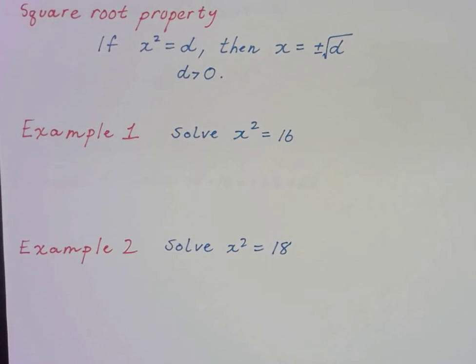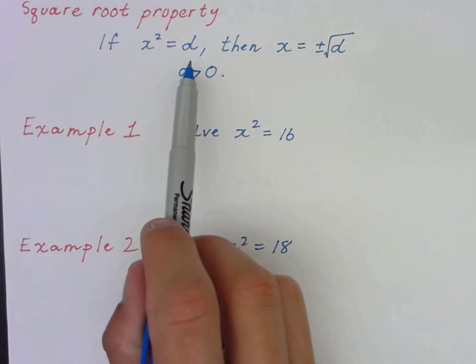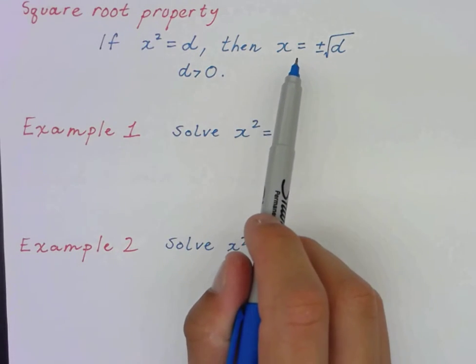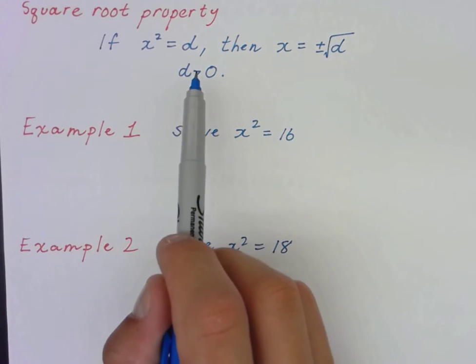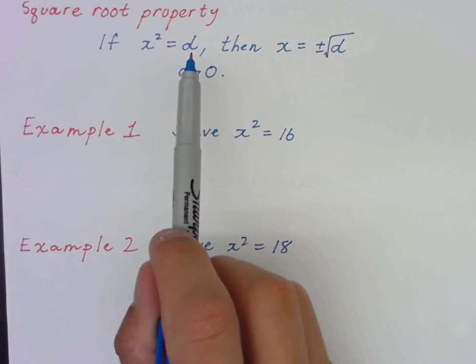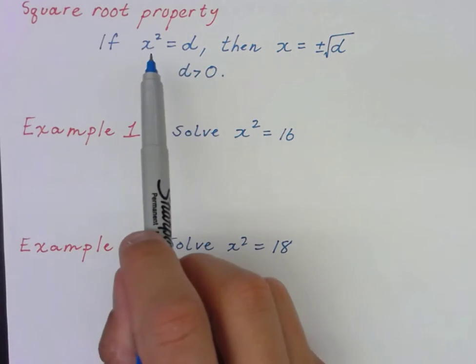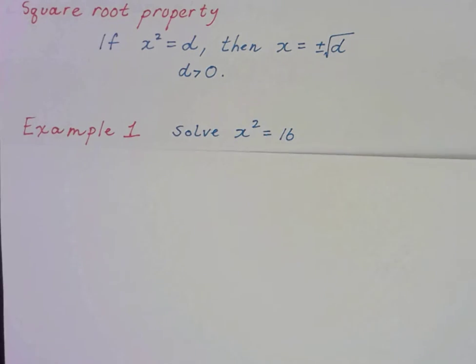So the square root property is a pretty simple property. Basically it says if x squared equals a number, then x equals plus or minus the square root of that number. We want that number to be greater than 0. It doesn't have to be, but we'll talk about complex numbers soon enough. So this is the idea here. We've got two really simple examples, but let me show you.